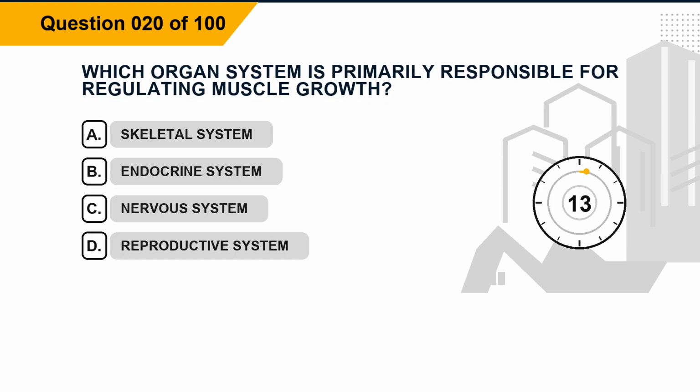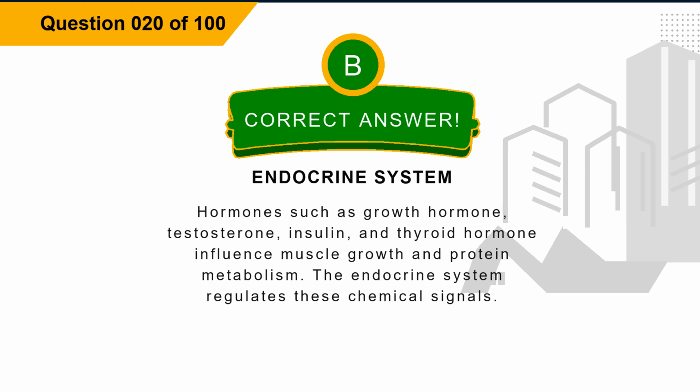Question 20. Which organ system is primarily responsible for regulating muscle growth? Option A, skeletal system. Option B, endocrine system. Option C, nervous system. Option D, reproductive system. The correct answer is option B, endocrine system. Explanation. Hormones such as growth hormone, testosterone, insulin, and thyroid hormone influence muscle growth and protein metabolism. The endocrine system regulates these chemical signals.